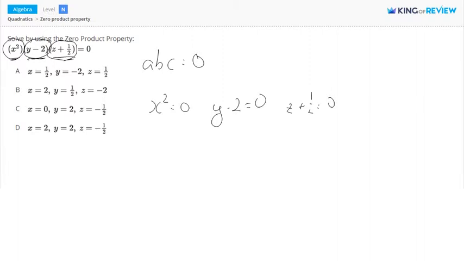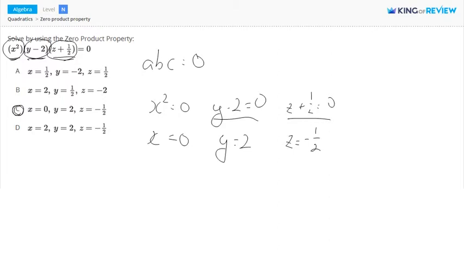Well, when x squared is equal to 0, that means if we take the square root of both sides, we're going to get x is equal to 0. And for the y equation here, we add the 2 to both sides, we get y is equal to 2. And for this equation here, well, if we subtract 1/2 from both sides, we get z is equal to negative 1/2. And therefore, this is going to be our answer. And that's why option C is our answer.